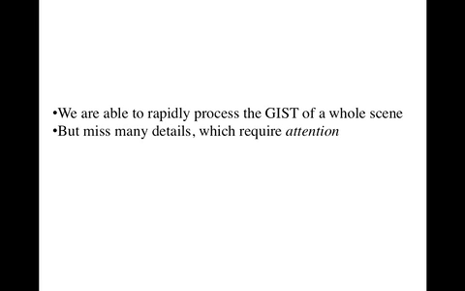So which is it? Well, we're able to rapidly process the gist of a whole scene, but we miss many details which require attention. So a certain level of detail requires attention, but we are also able to process a great deal of information outside of attention. Where the details lie, like the jet engine or a tree moving or something distant, a detail of the scene we may miss without attentional processing, even a change of somebody's identity if their face is changing.